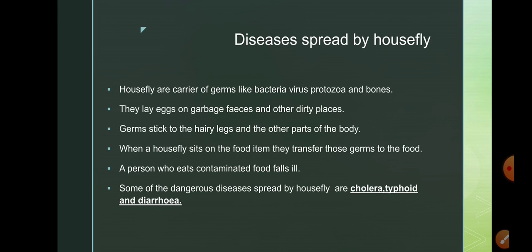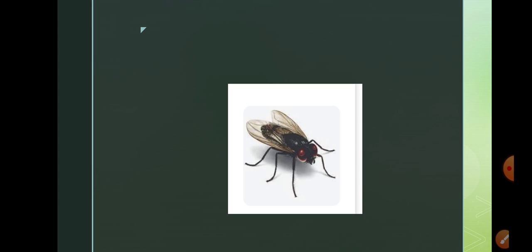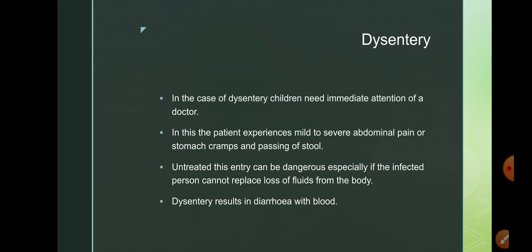Okay, so for that, what we need to do is cover the food items. That is why we are advised not to eat uncovered food, because it might carry germs. Some of the dangerous diseases that houseflies can cause are cholera, typhoid, and diarrhea. Next, this is how a housefly looks. Every one of you must have seen it.